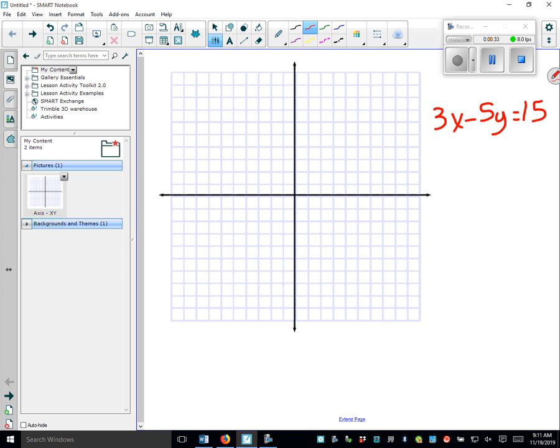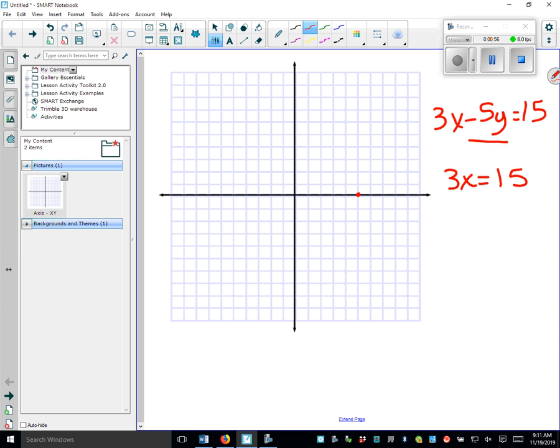Let y equal 0, right? So when y is 0, isn't this part gone? So I only have 3x equals 15, x equals 5. So I have a point right there, right?